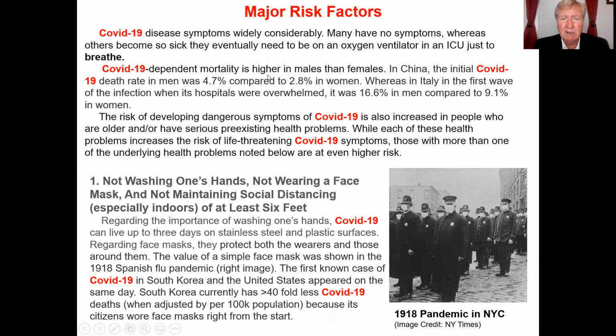Now, mortality is higher in males than females. In China, the initial death rate in men was 4.7% compared to 2.8% in women. Now, in Italy, in the first wave of the infection, when the hospitals were overwhelmed, it was 16.6% in men compared to 9% in women.